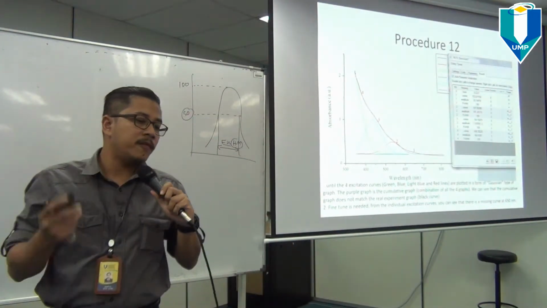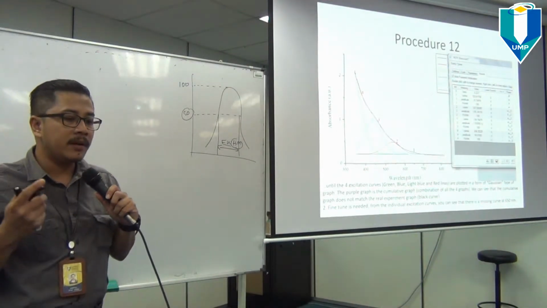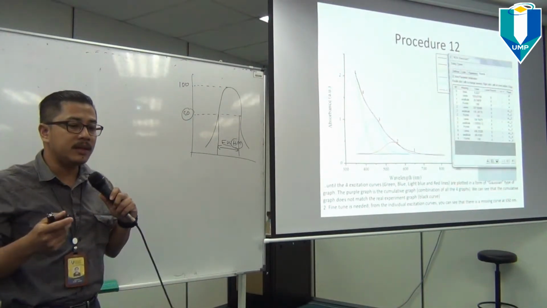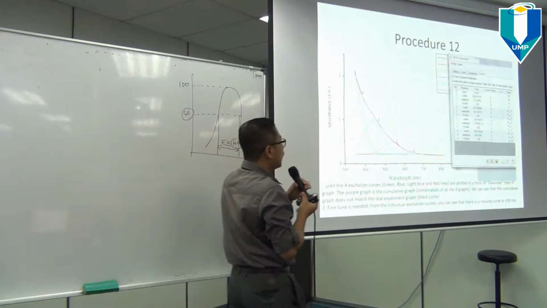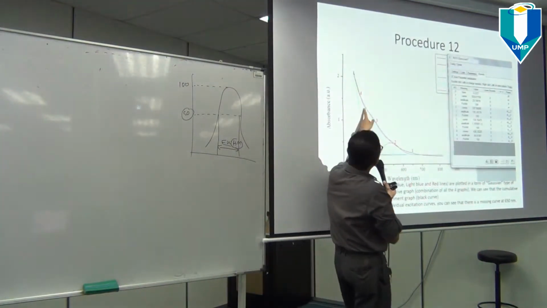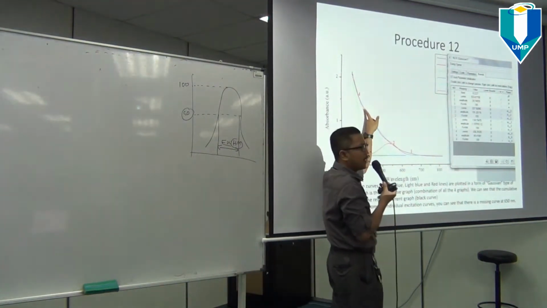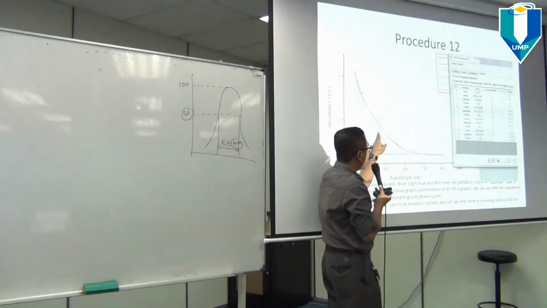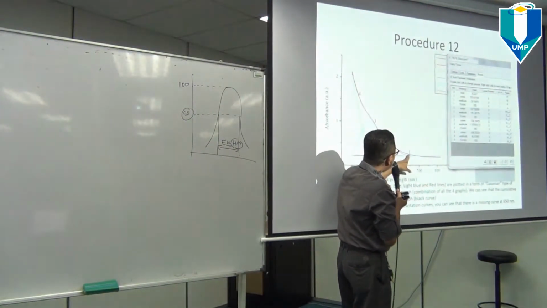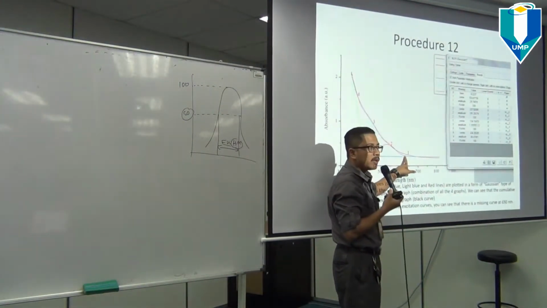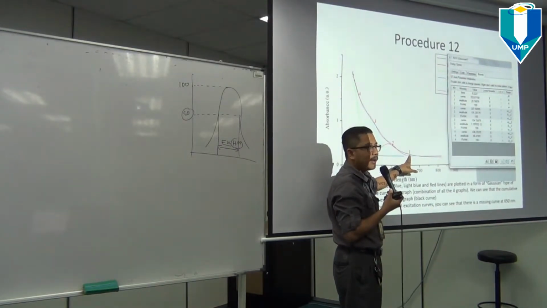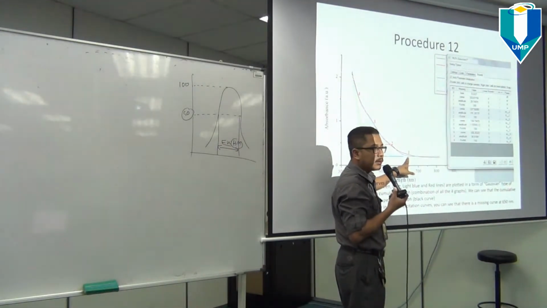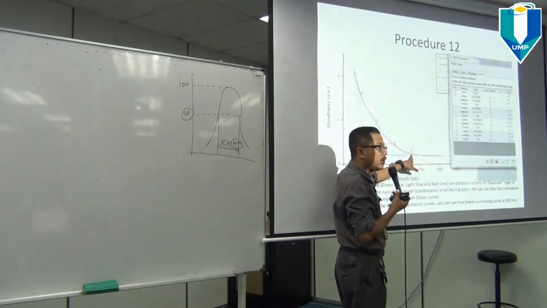Look at point number 2, fine tuning is needed from the individual excitation curve. You can see that there is a missing curve at 650 nanometer over here. This one, maybe they differ only a little, but at 650 you could see that the difference between the purple and the black lines can be observed. So we need to fine tune at this point.